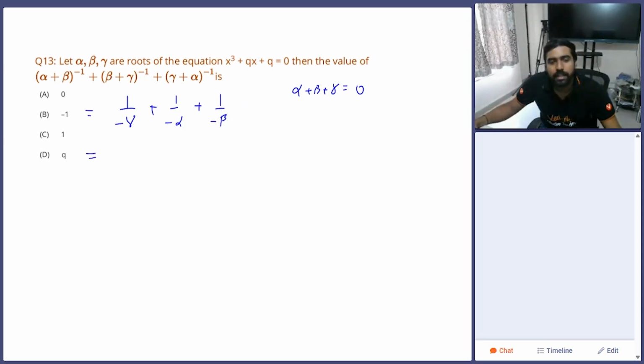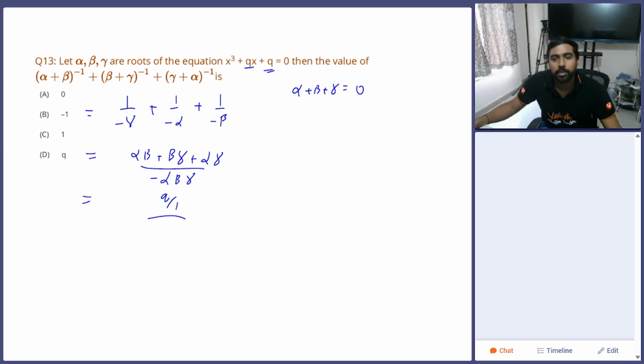So taking the LCM over here, we will take it as alpha, beta, gamma. So what will we get? We will get minus alpha, beta, gamma in the denominator, and in the numerator you will get alpha beta plus beta gamma plus alpha gamma. Now what is this? Sum of product of roots taken 2 at a time. That will be equal to directly C by A, which is q by 1.